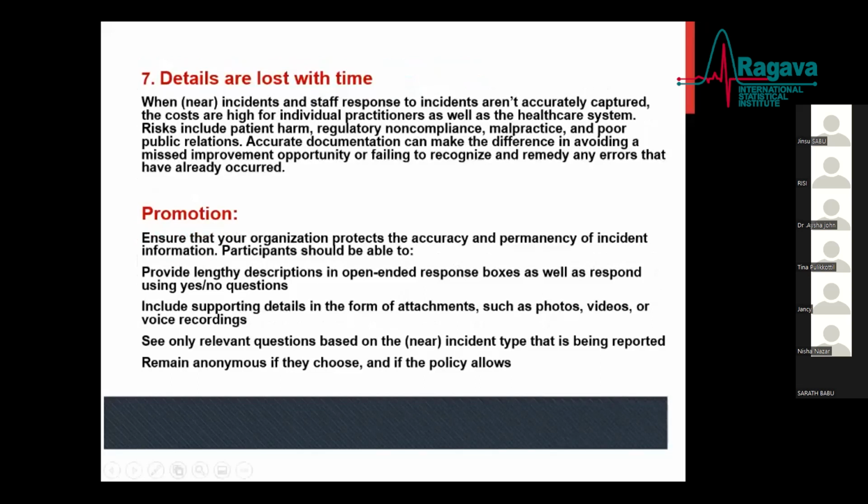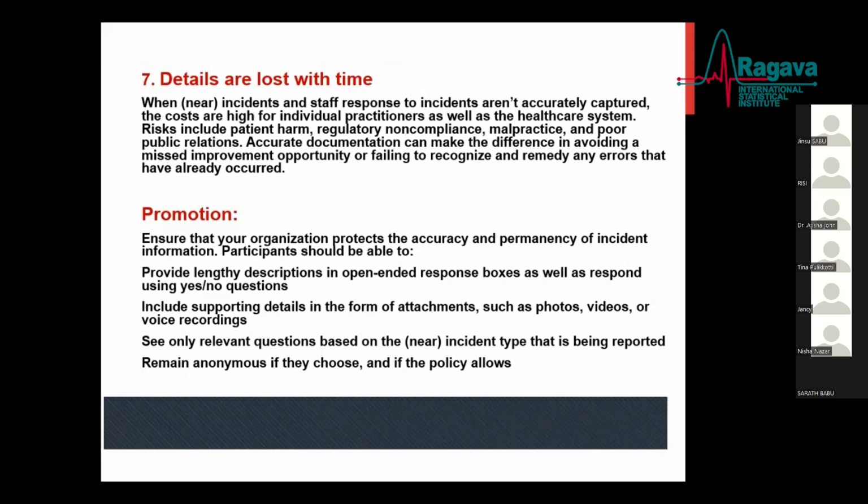Details are lost with time. When near incidents and the staff response to incidents are not accurately captured, the costs are high for the individual practitioners as well as the healthcare system. This is very, very important. Risks include patient harm, regulatory non-compliance, malpractice, and poor public relations. Accurate documentation can make the difference in avoiding a missed improvement opportunity or failing to recognize and remedy any errors that have already occurred. So how do we promote that? Ensure that your organization protects the accuracy and the permanency of the incident information.